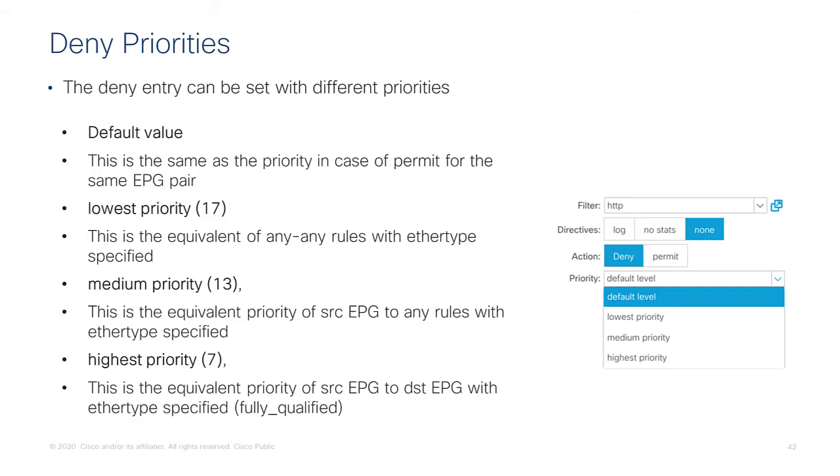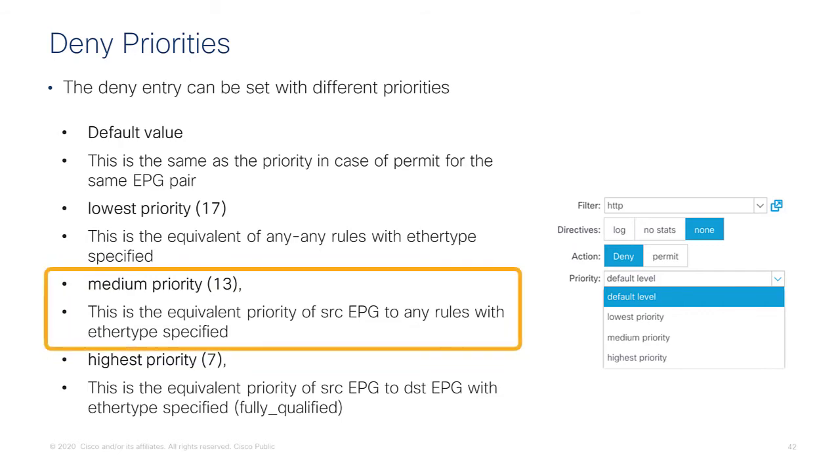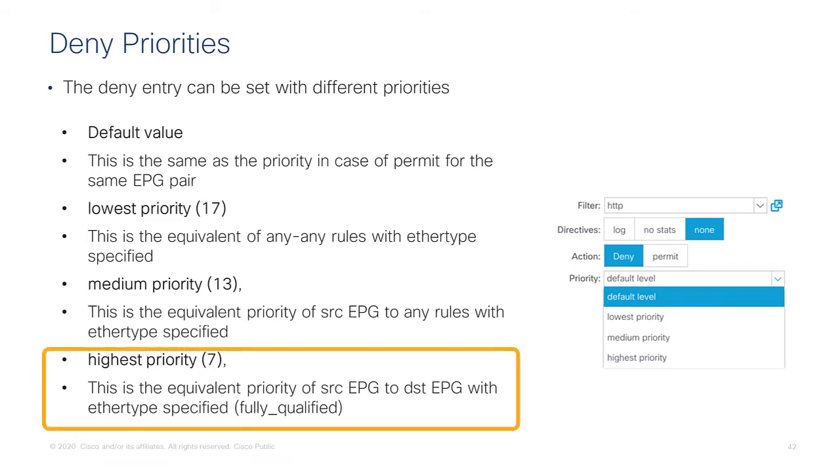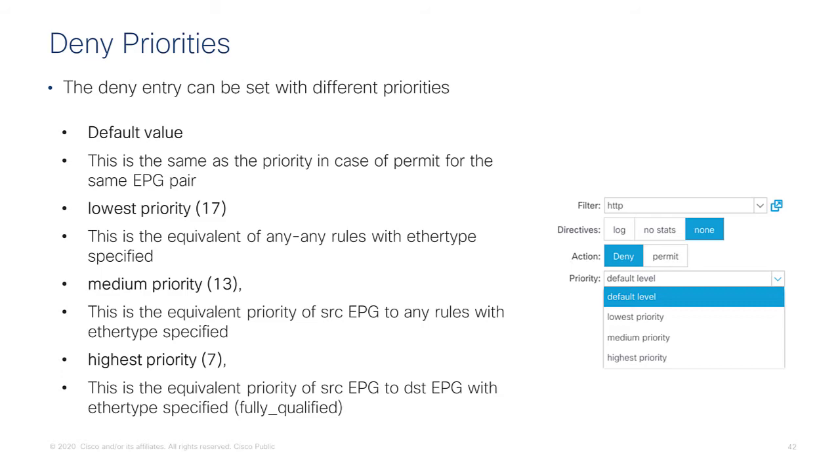But you can also change that. You can also give that rule a lower priority. For instance, you can give it the medium priority, which is the equivalent of a zoning rule from, say, source EPG to any. Or you can go even lower, to the priority of any to any rules with filter specified. Or you can even give it the highest priority, which is priority 7. So this gives you more control over the order in which the deny rule that you entered is applied.